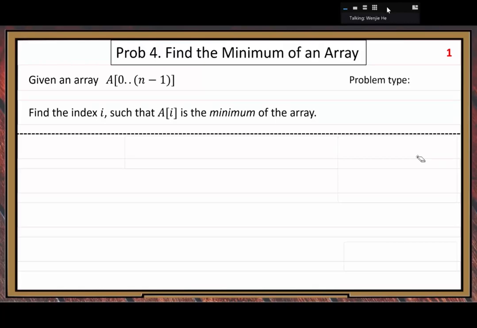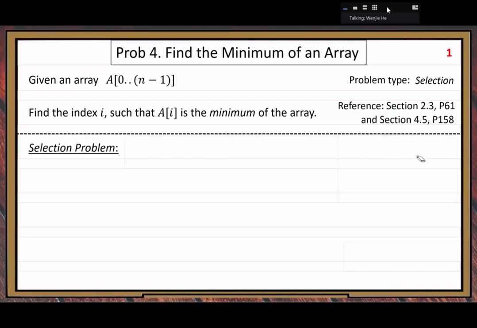First, the problem type. This is another problem type we call the selection type. Okay? I mentioned 3 basic types of problems last time. Search type, selection type, and a sort type. For this class, 3 basic types of problem. All right. So here I give you the reference. The general selection problem, we will talk about it in our module 4.